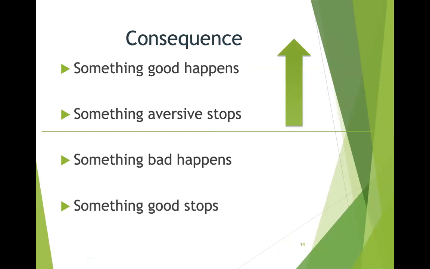So when we are talking about having something good happening or something aversive stopping, we can usually see an increase in those behaviors, which means that it is more than likely that the behavior will happen again in the future. Whereas vice versa, when we see something bad happening or something good stopping, it could decrease the behavior, which is making it less likely for it to occur in the future. Specifically today, we are going to focus on increasing appropriate behaviors by providing those consequences.